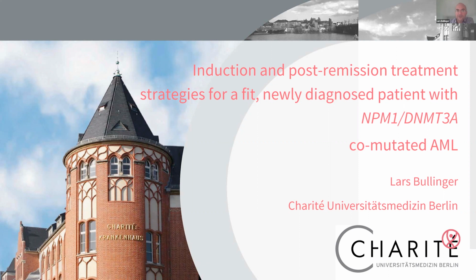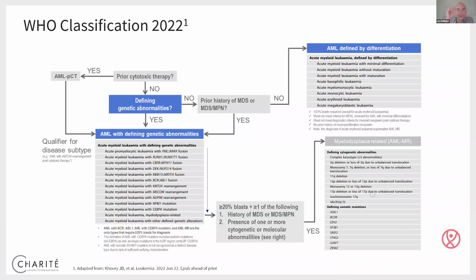Induction and post-remission treatment strategies for a fit newly diagnosed patient with NPM1 DNMT3A co-mutant AML. I think you're all much better aware than I that the clinical relevance of DNMT3A mutations was controversially discussed for many years, and depending on the clinical trials you looked at, the data were quite different. So I wanted to give a brief overview of where we stand today, and then we can jump into the discussion. So you already mentioned the new WHO classification.